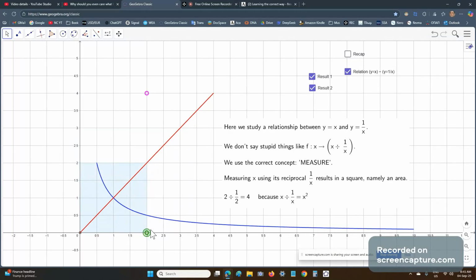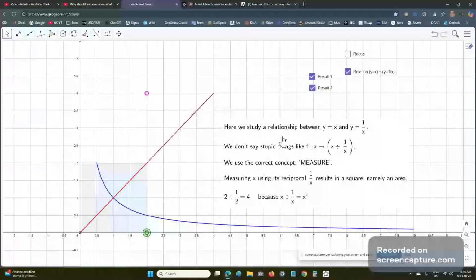Now, it doesn't work properly on all versions of Windows. Maybe you should just download GeoGebra or something. But if you have Windows 11, you'll have issues, because you can't run other browsers. So we will not say stupid things like it's a function f which takes x to x divided by 1 over x. Okay, we use the correct concept, which is measure.